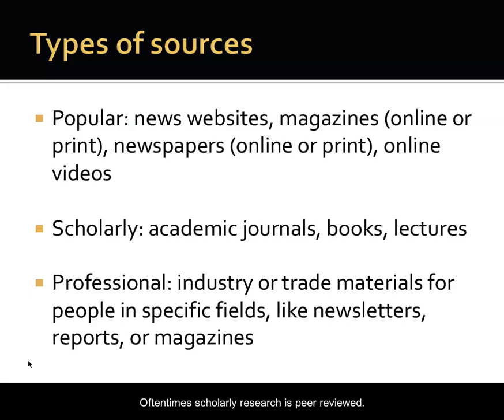Oftentimes, scholarly research is peer-reviewed, meaning that it's reviewed by academic peers before publication. Professional sources are usually for people in a specific industry. So there could be industry or trade materials, things like newsletters, reports, or magazines.